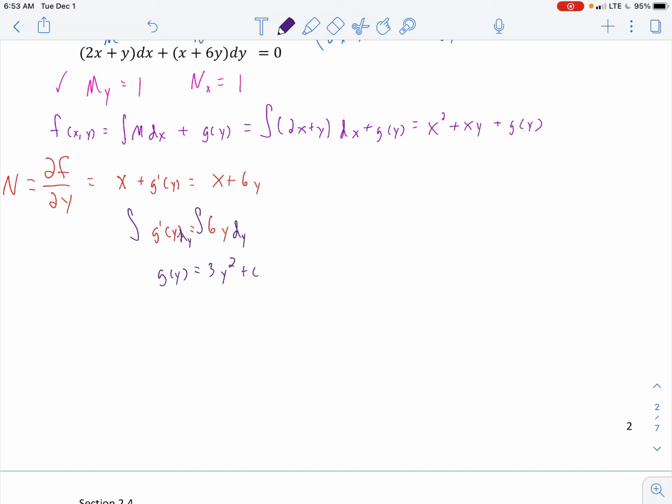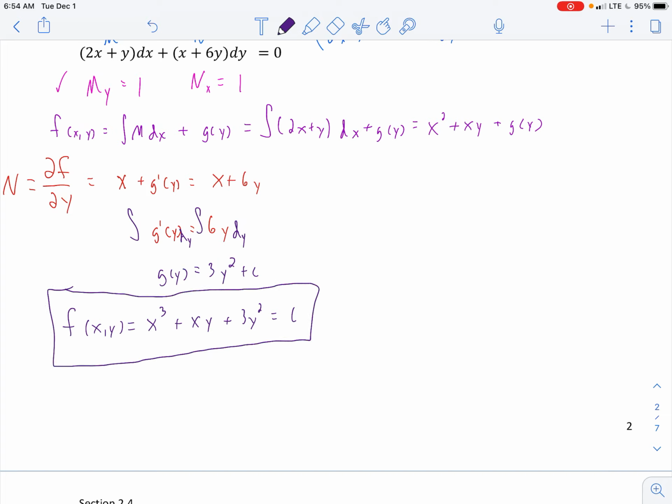We're going to replace that into our function. So we have our function f of x, y is equal to x squared plus xy plus g of y, which is 3y squared, and then plus c, but again, our c is always going to go on the opposite side, so that's equal to c. And there is our solution to our differential equation.